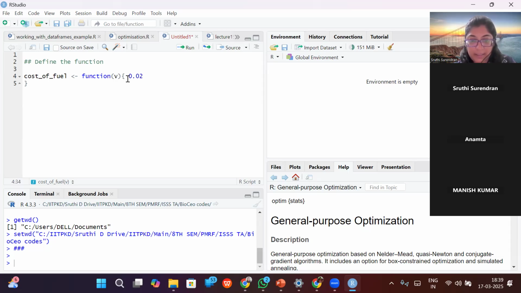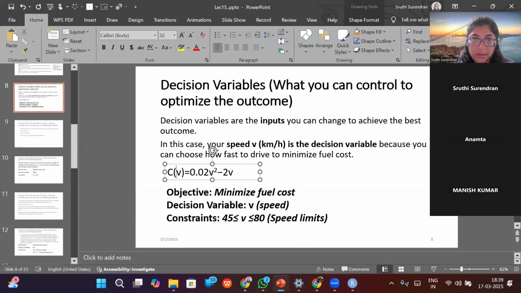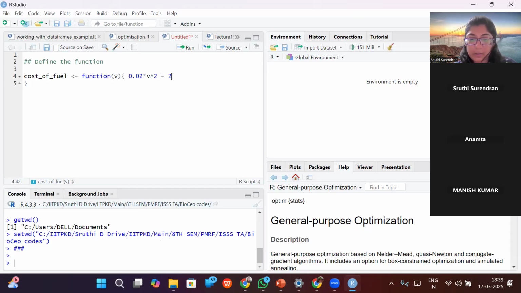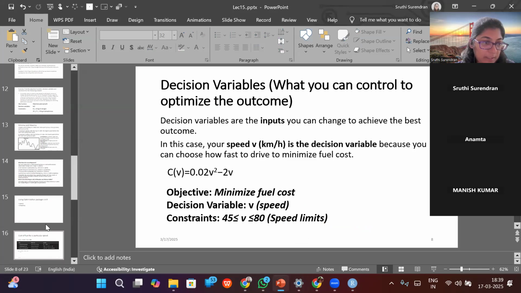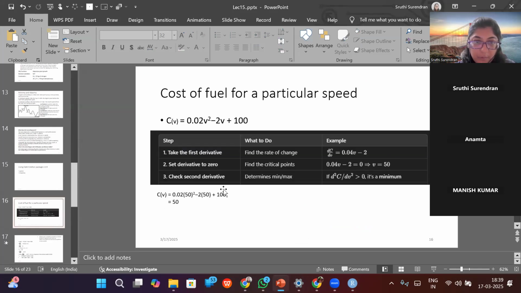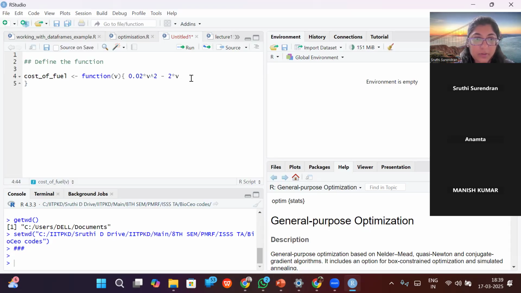0.02 into V to the power 2, minus 2 into V. So this is the equation that we have been provided over here. Okay, let's put one plus 100 also over here. This equation seems incomplete. Plus 100. So this is the equation that is defining the cost of the fuel in terms of the variable of speed.